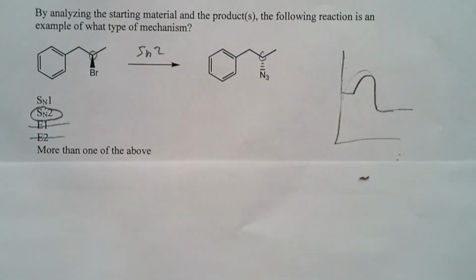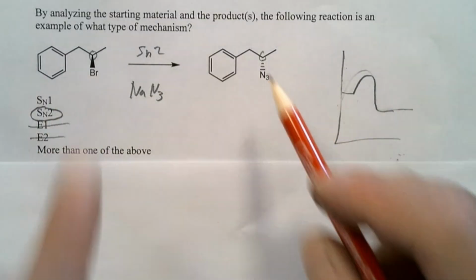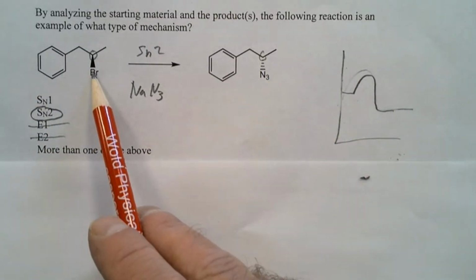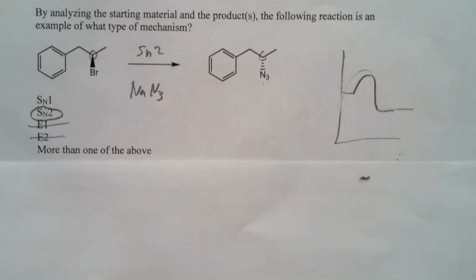And for fun, what do we think the nucleophile might be? This thing here, azide. That'd be that thing there. Inversion of the stereocenter. We see a bromine here and we see an N3 here. That means something got substituted.